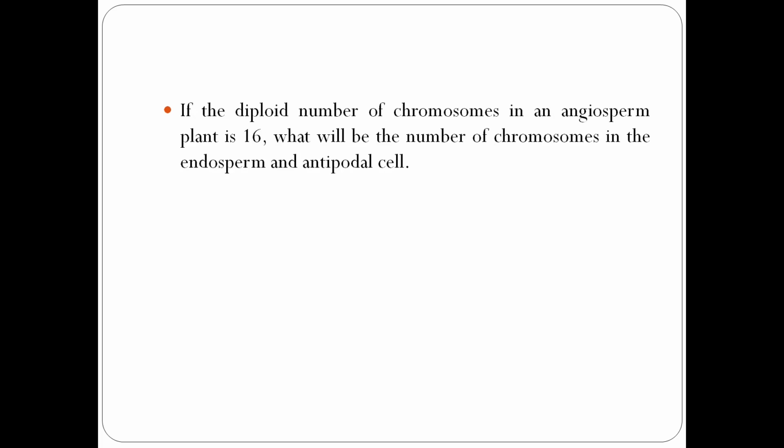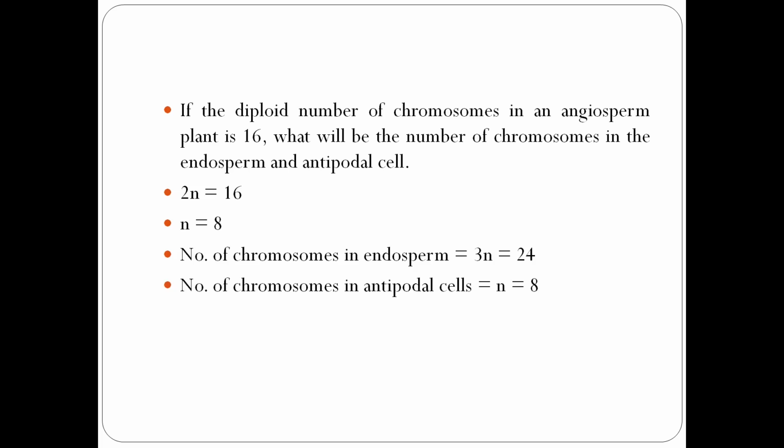If the diploid number of chromosomes in an angiosperm plant is 16, what will be the number of chromosomes in the endosperm and antipodal cell? So diploid is given, therefore 2n is equal to 16. So we know that endosperm is triploid and antipodal cell is haploid. So endosperm will have 3n nucleus. If 2n is equal to 16, n is equal to 8. The number of chromosomes in endosperm is 3n, that is 24. And in antipodal cell it is haploid, so it's just n, that is equal to 8.